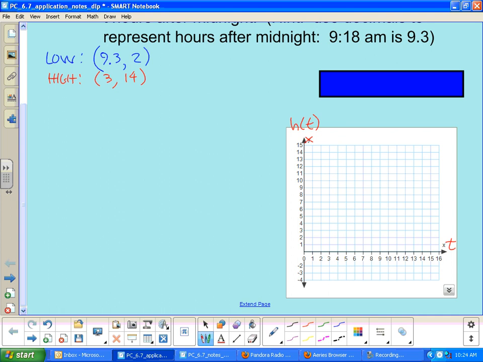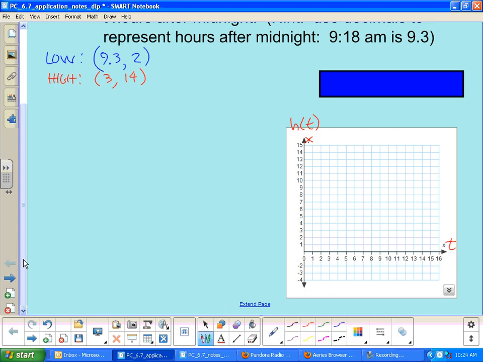All right, so let's plot these 2 points. Let's start. Which one comes first from midnight? Low tide or high tide? Look at the numbers. Which one's going to come first? High tide is. 3 a.m. is before 9.3 a.m. Right, so 3 a.m. We're going to go high tide.